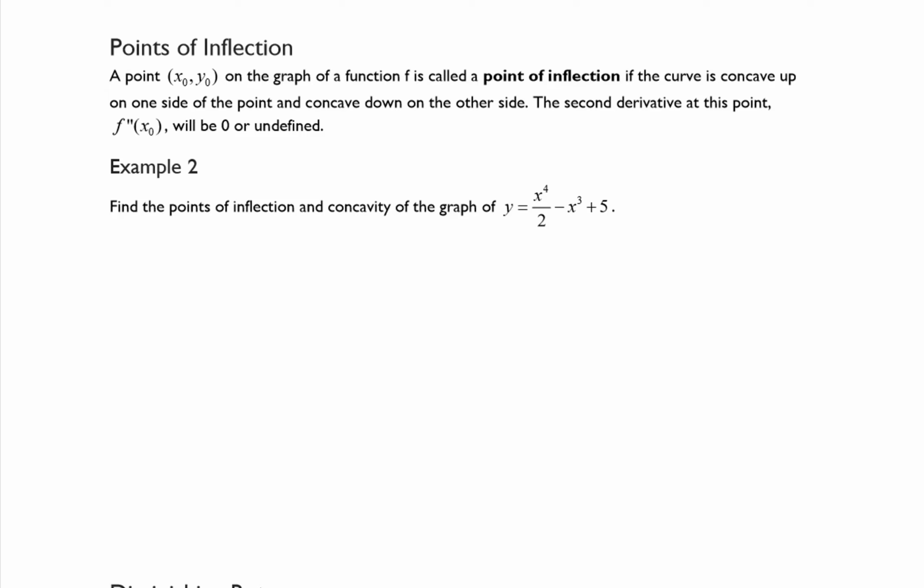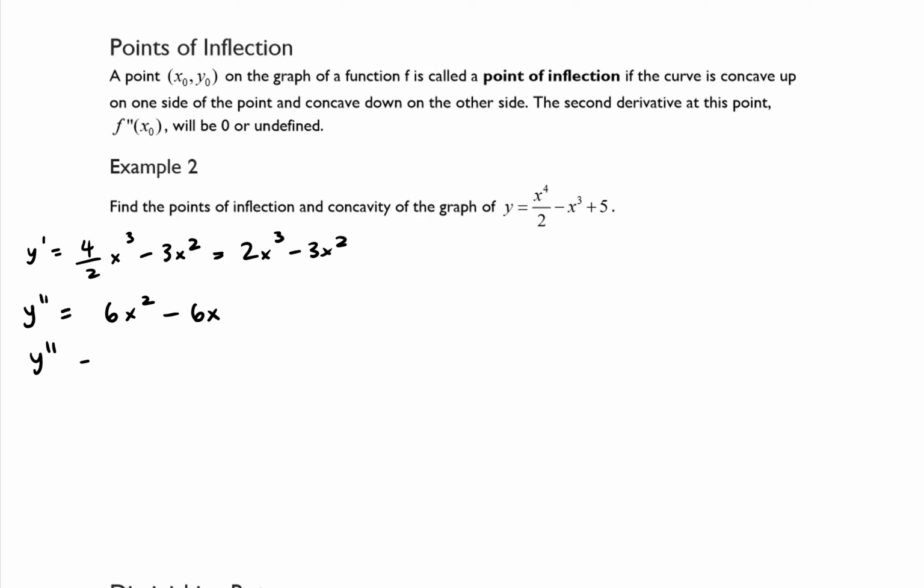Example 2 says, find the points of inflection and concavity of the graph y equals x to the 4th power divided by 2 minus x cubed plus 5. The first thing that we want to do is find the first derivative. So that's going to be 4 over 2 x cubed minus 3x squared, and that simplifies to 2x cubed minus 3x squared. And then I'm going to take the derivative of that, and we would get 6x squared minus 6x.